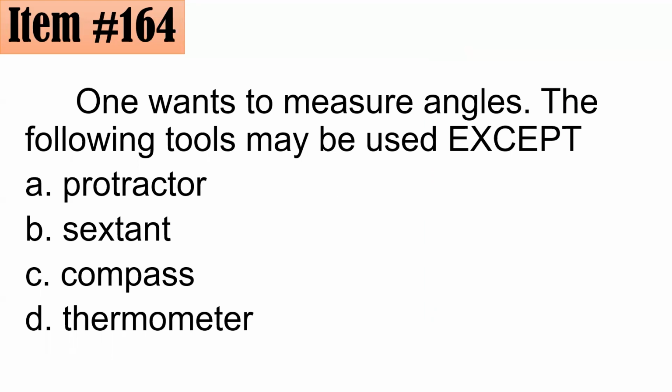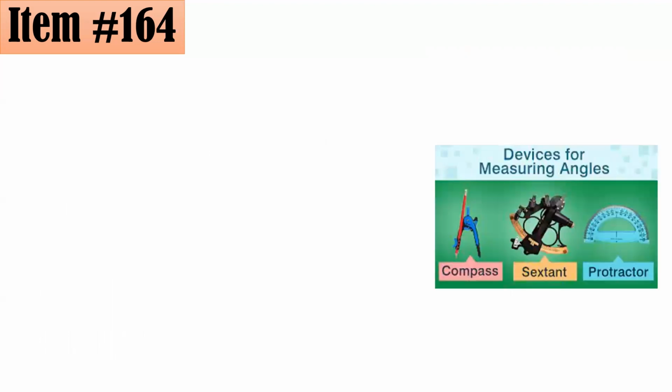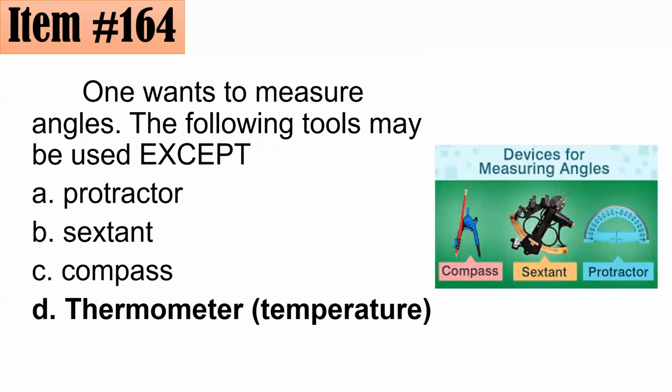One wants to measure angles. The following tools may be used. A, protractor. B, sextant. C, compass. Or D, thermometer. Okay, so for 164, many answered D. And I think the answer here is pretty obvious because we know that thermometer is actually used to measure temperature. So letter D po.